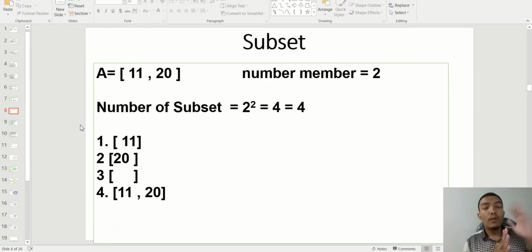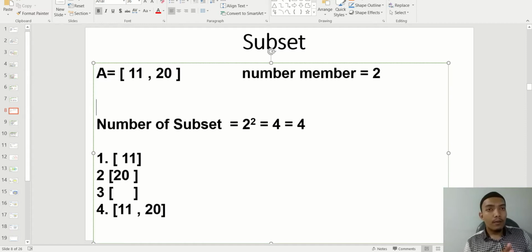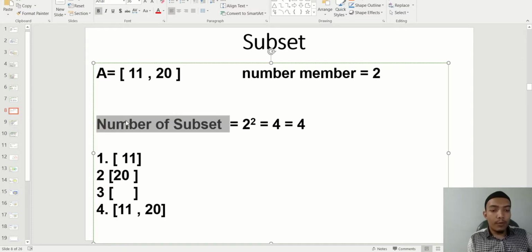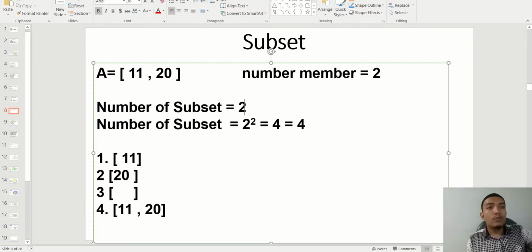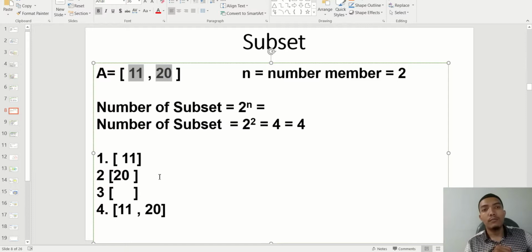How to count the number of subsets is basically pretty easy. We have a pretty distinct formula for the number of subsets: 2 power n, with a small n. This is for subsets. If proper subset, then we minus 1. What is n? n is the number of members. You just count the members.